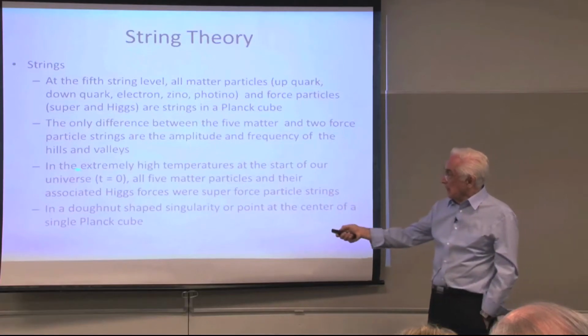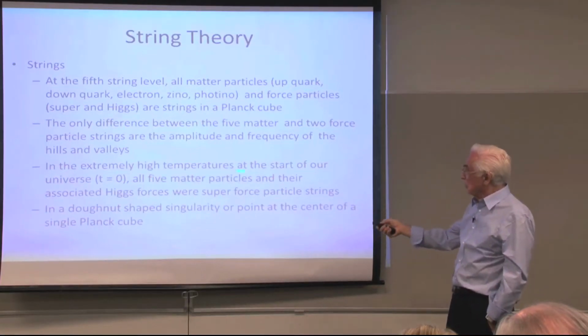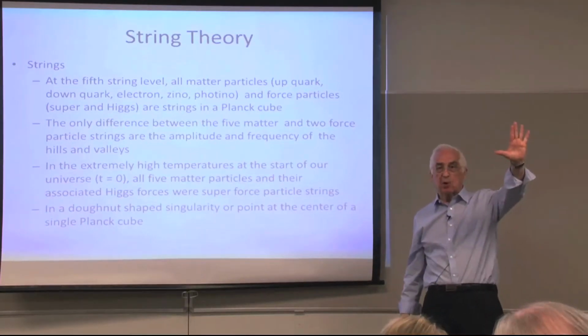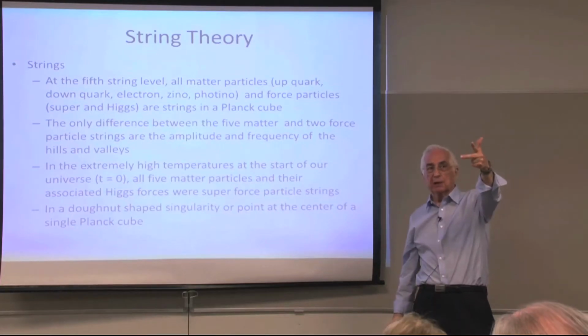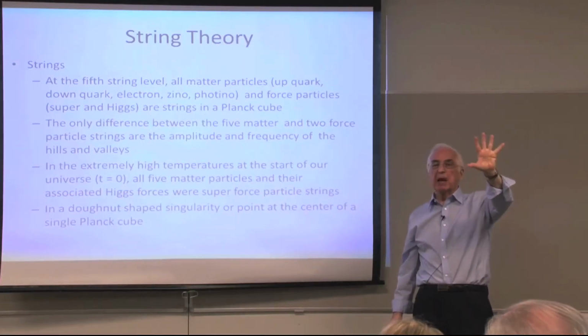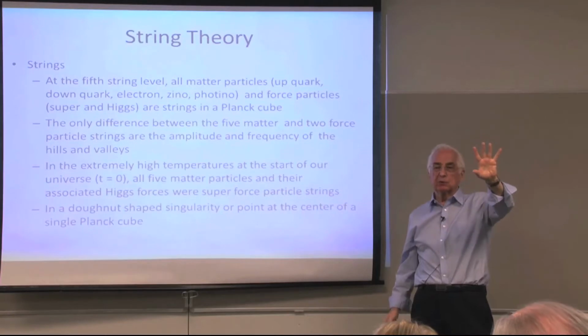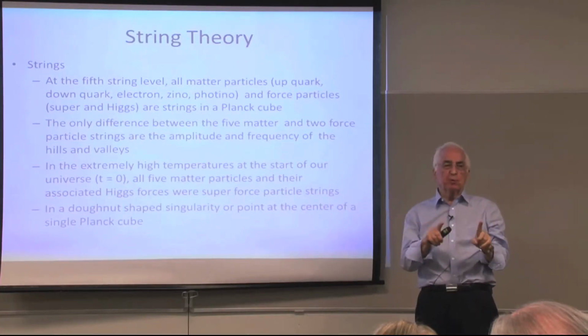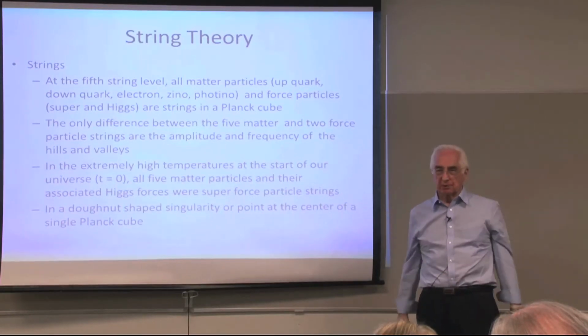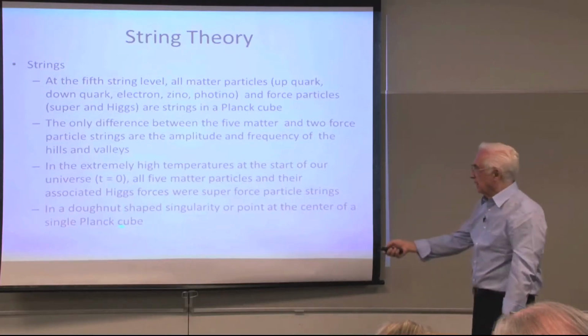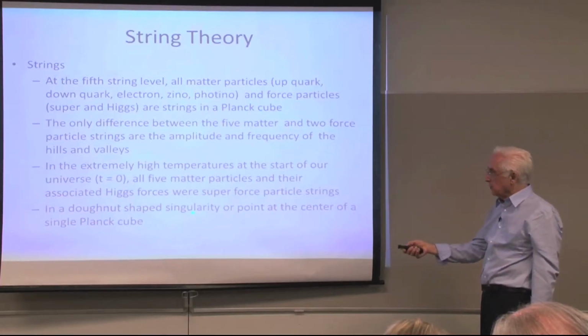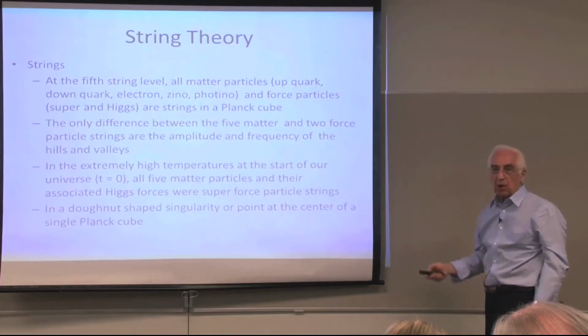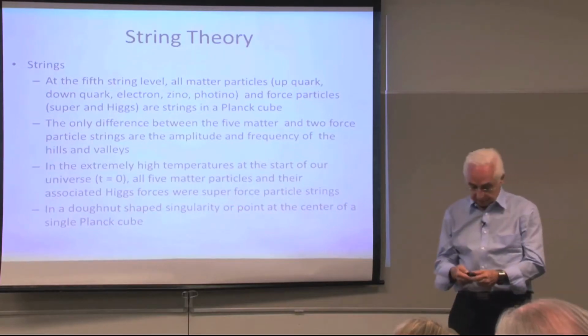Furthermore, in the extremely high temperatures at the start of our universe, all 5 matter particles, the up quark, the down quark, the electron, the xenon, photino, and their 5 associated Higgs forces all become superforce or mother particles. And they're all in a donut-shaped singularity or point at the center of a single Planck cube.